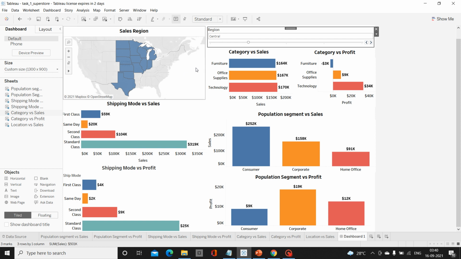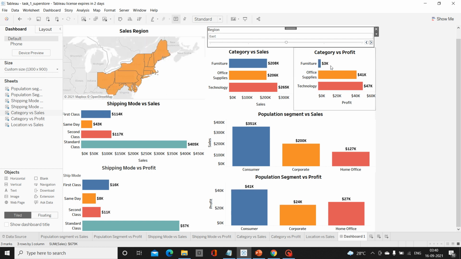Also, we need to focus on the capital invested in furniture and also try to improve its sales so that it would compensate the losses we are facing in regions like central region and other regions, and help us to improve the profit earned by the furniture category, helping us to improve the overall profit. So that was my analysis and presentation for this.